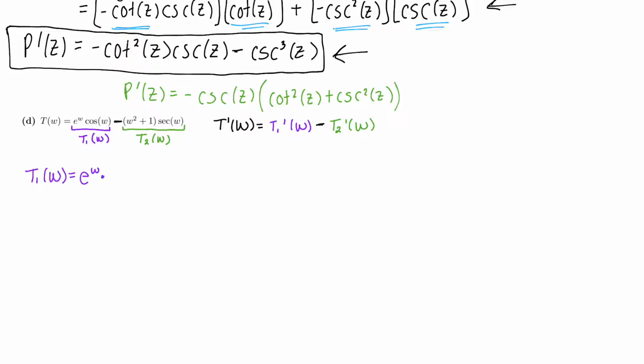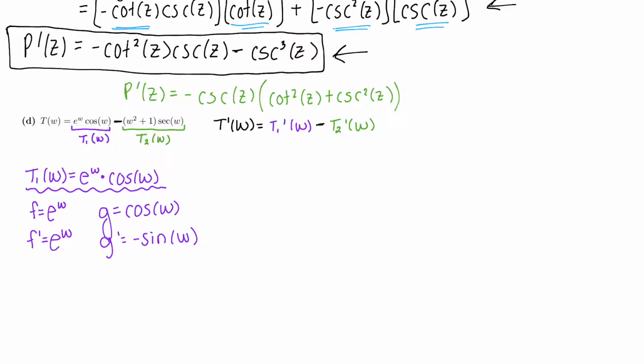So our first part is e to the W times cosine W. For this one, our f will be e to the W. The derivative of e to the W is e to the W. G will be cosine W, whose derivative is negative sine W. So the derivative of T1, so T1 prime, remember this will be f prime G plus G prime F. So that's e to the W cosine W. And then plus G prime is negative sine W. And then F is e to the W.